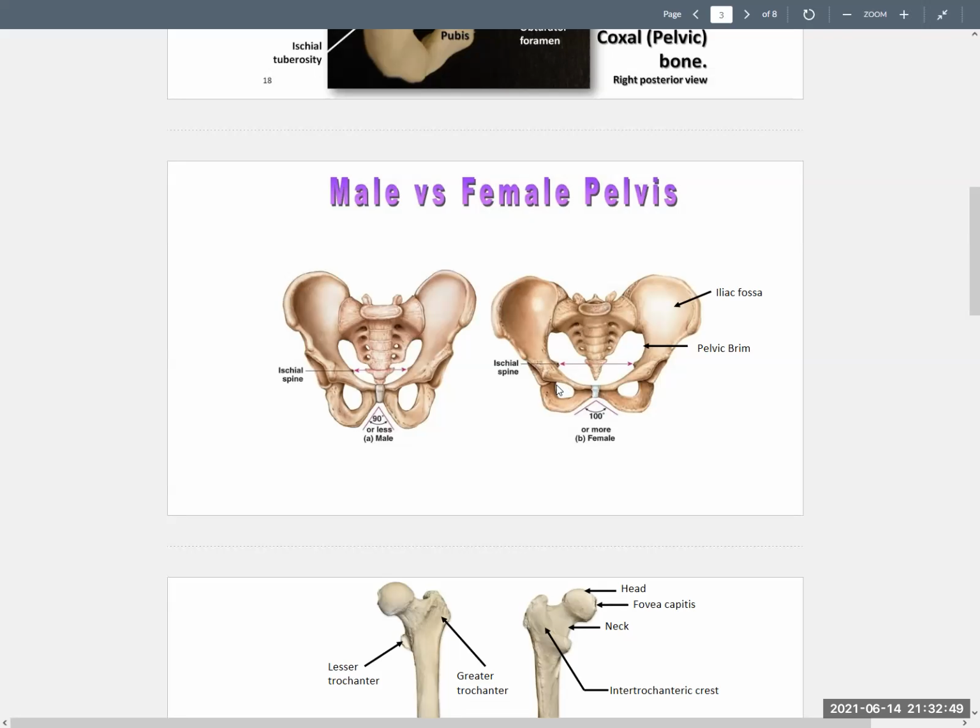The male pubic brim is roughly round, whereas the female, it's larger and it's usually more oval. I use the word usually, and then that means, oh, I can get away with saying either one.